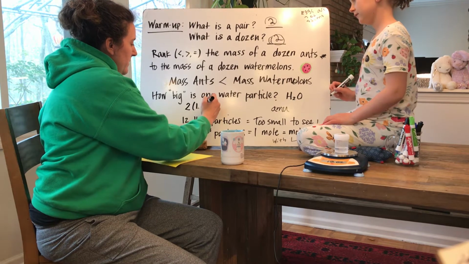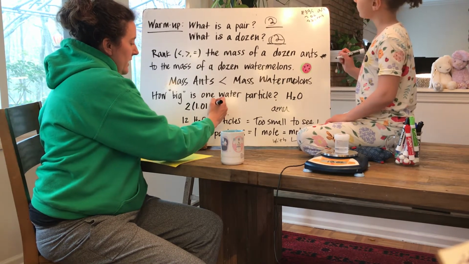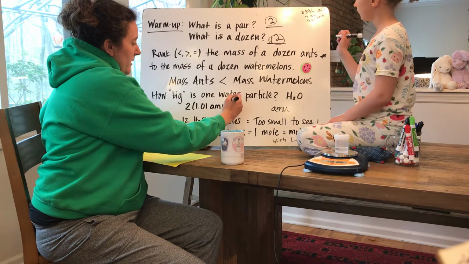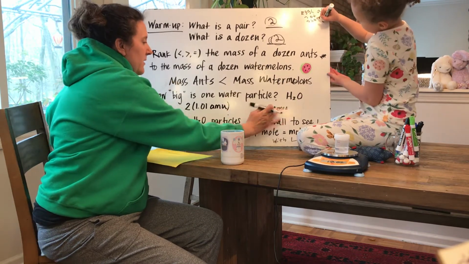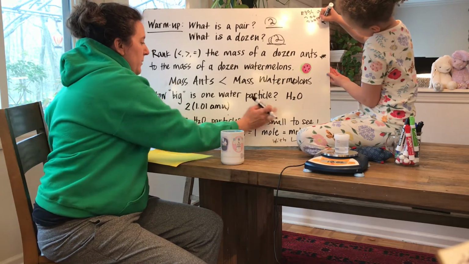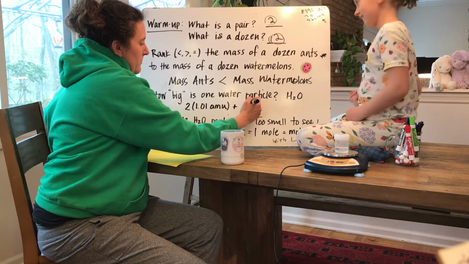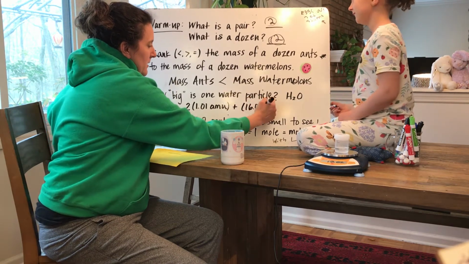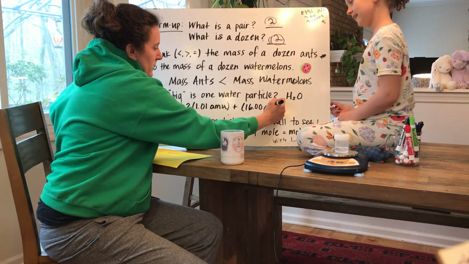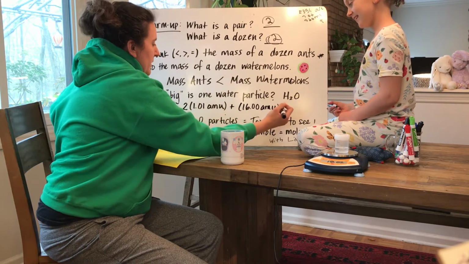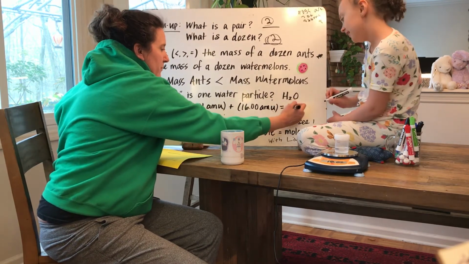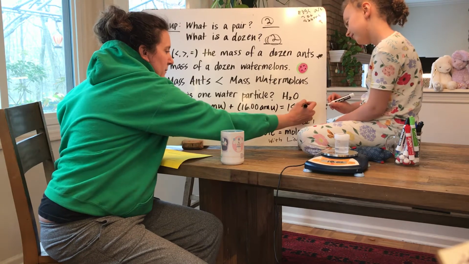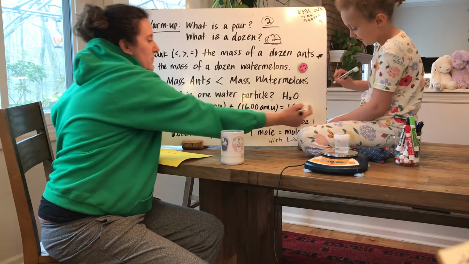And each of those has a mass of 1.01 AMU. And we're going to add to that one water particle, which has the mass of 16 AMU. For a combined mass of 18.02 AMU.